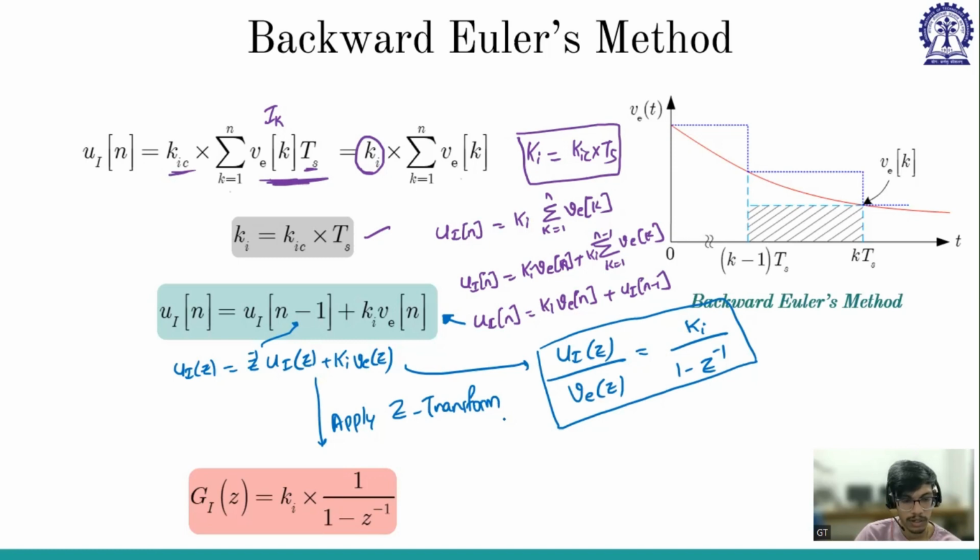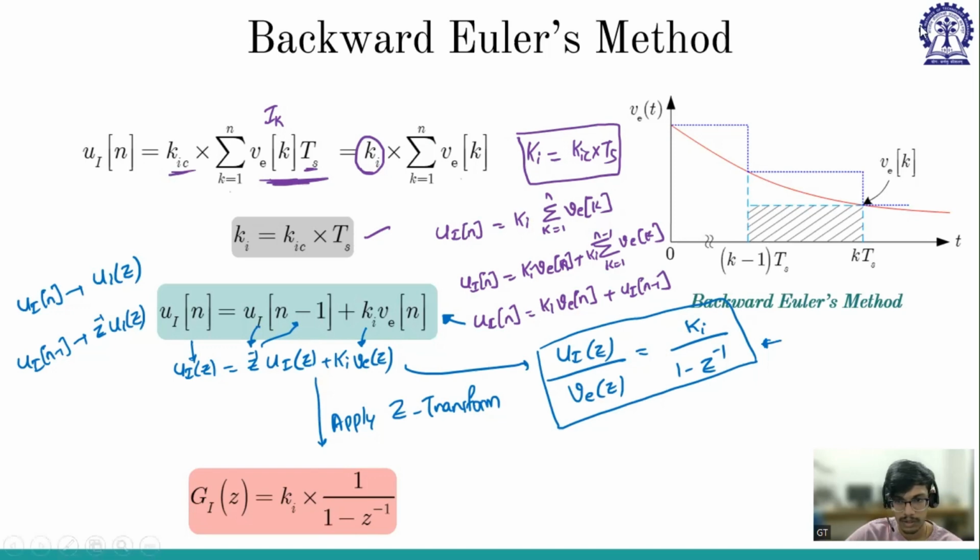But how are you linking that iterative form to this transfer function? So in Z transform, if u_i(n) is U_i(z), then u_i(n-1) will be z inverse times U_i(z). This is a property of Z transform. So this is U_i(z), this is z inverse into U_i(z), and this is K_i into V(z). Now I am doing some manipulation. If you bring this to this side, you will get this expression finally.